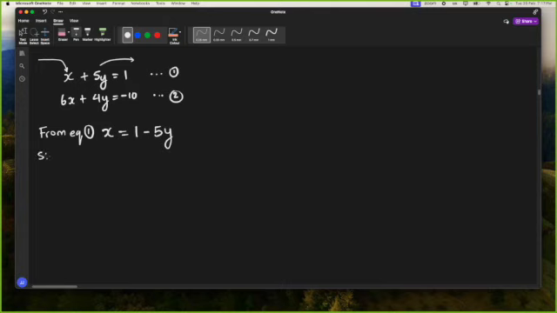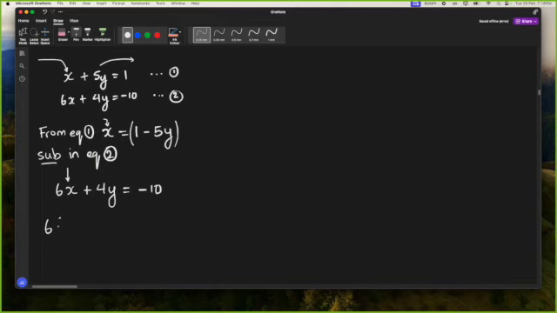Now I could sub that in equation 2. Sub meaning substitute. All right. So what is equation 2? 6x plus 4y is minus 10. You notice x from here, x is 1 minus 5y. So wherever I see x, I'm going to put 1 minus 5y.